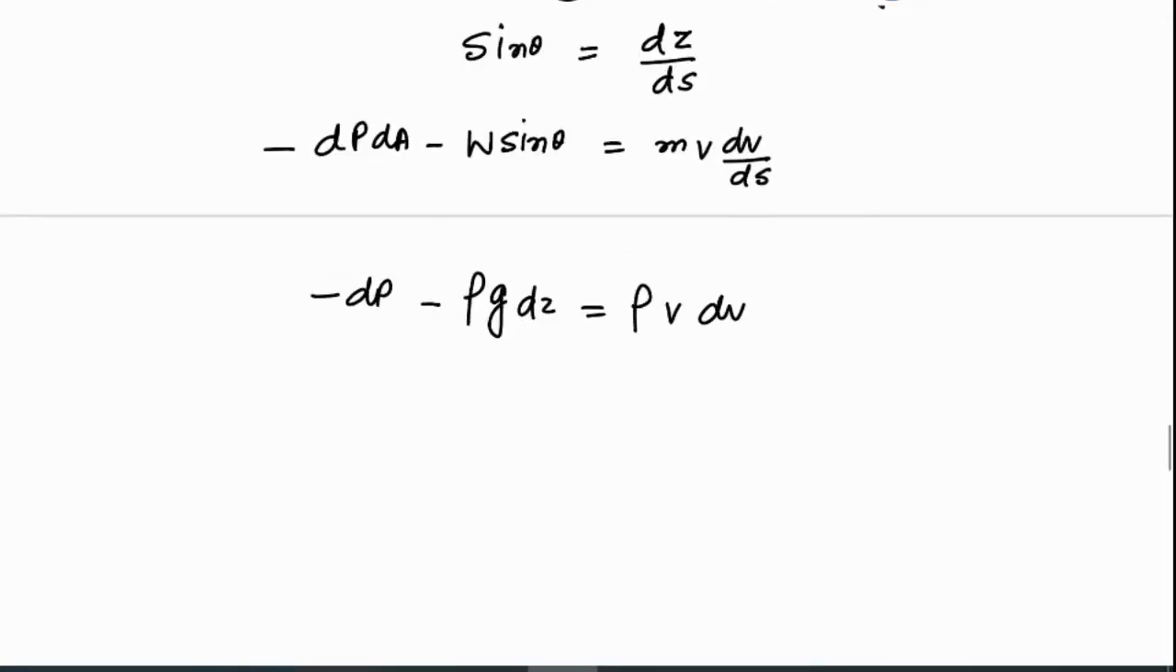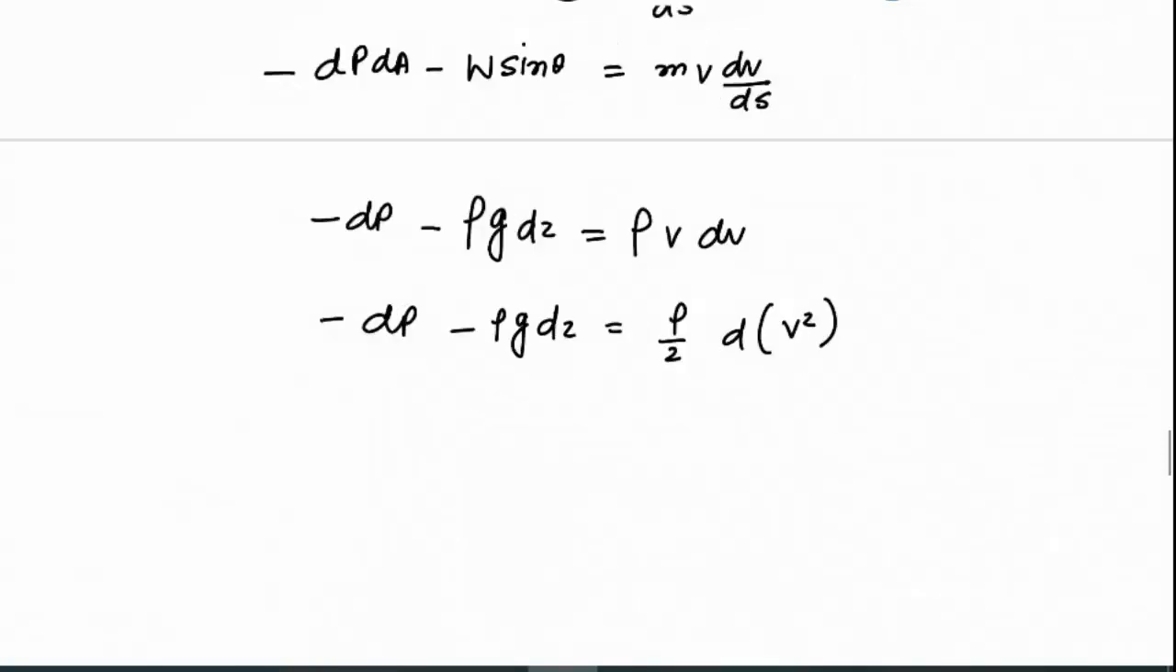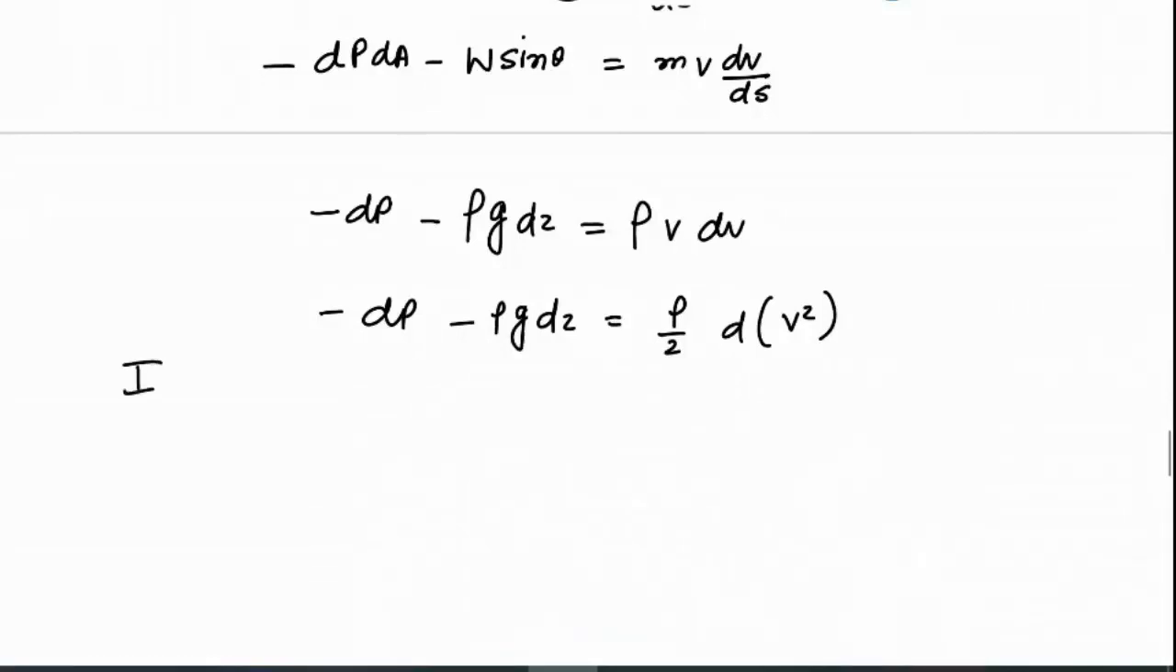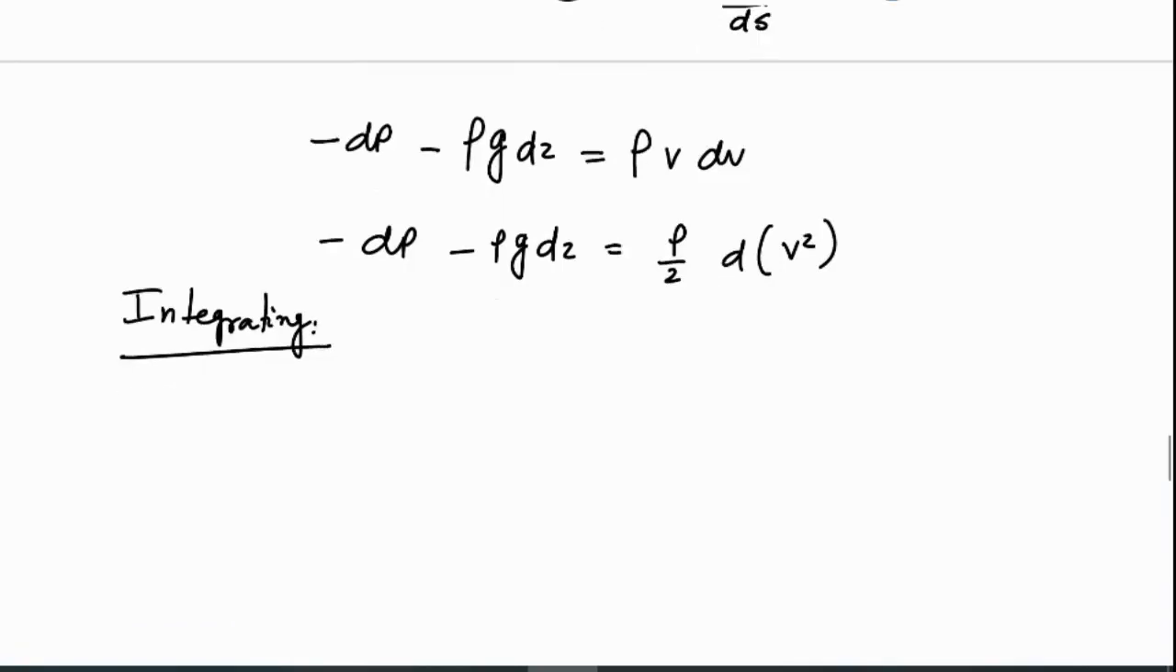And if you further simplify, you will have minus dp minus rho g dz equals rho by 2 d of v square, because the differentiation of v square is 2v dv, so let us divide by 2. And if you integrate this term, what will I get? Anyone can guess? What is the final thing? Is that expression familiar to you? Bernoulli equation. Yes, Bernoulli equation.